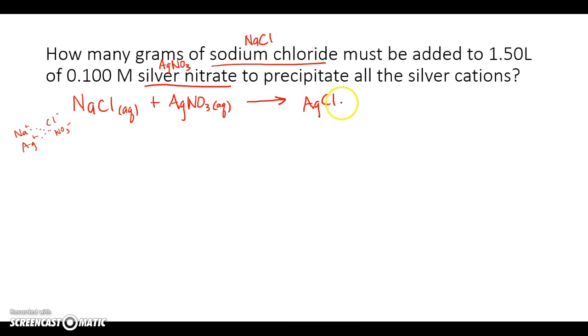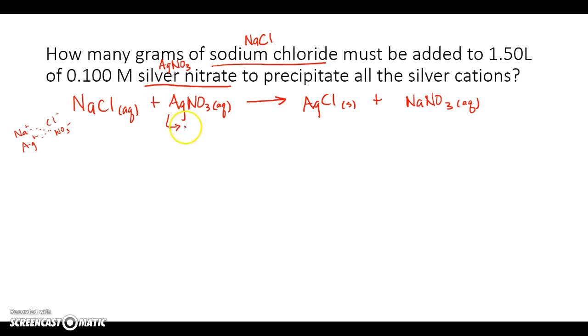So we have AgCl. When I look at my solubility chart, I see that this actually does become a solid, and I have NaNO3, and this remains aqueous. So the next step is to balance the chemical equation, and when I look at this, it looks like it's completely balanced. Next part is actually labeling what information I have.